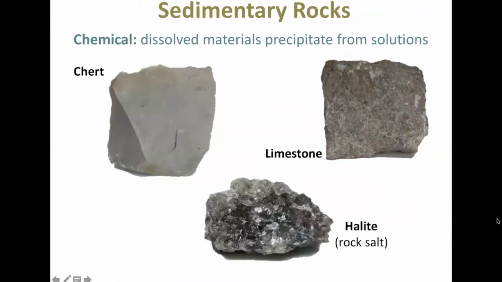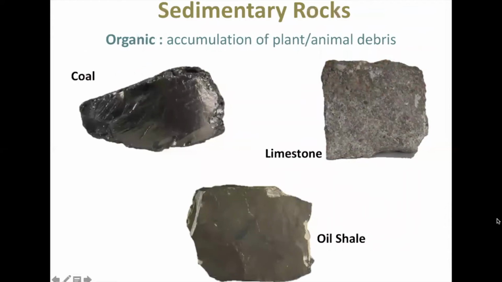The second type of sedimentary rock is chemical. Chemical sedimentary rocks are dissolved materials that precipitate from solutions. Different chemical sedimentary rock includes chert, limestone, and halite. Now, organic sedimentary rock is created through the accumulation of plant and animal debris. Organic sedimentary rocks include coal, limestone, and oil shale.